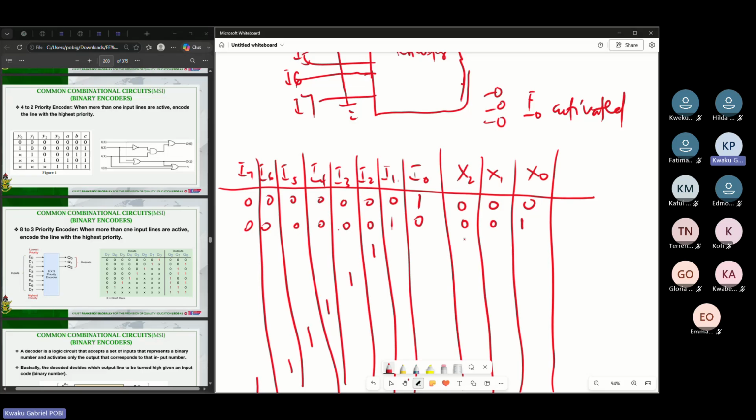So here, if it's I2 that is being activated, we use 2 in binary, which is 0, 1, 0 to represent it. So here is 0, 1, and then another 0. If it's I3, then we have what? Sorry, 0, 1, 1 in binary. If it's I4, we have 1, 0, 0. If it's I5, you have 1, 0, 1. If it's I6, you have 1, 1, 0. And then if it's I7, you have 1, 1, 1 in that case.